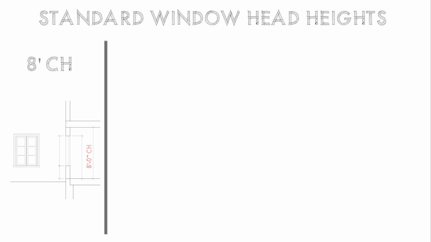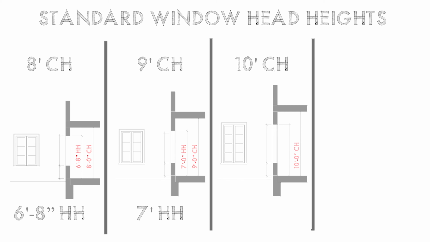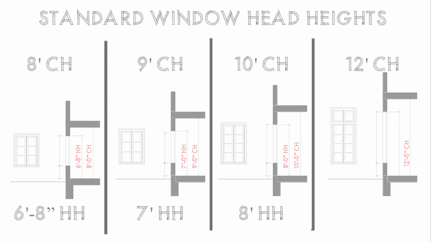So here CH stands for ceiling height, HH stands for head height. The head height is the length from the top of the window to the finished floor. So in an 8-foot ceiling height, you have a 6'8" head height. In a 9-foot ceiling height, you have a 7-foot head height. In a 10-foot ceiling height, you have an 8-foot head height. And on a 12-foot ceiling height, you have a 10-foot head height. So basically it's 2 feet off of the ceiling, besides the 8-foot ceiling height. In this case, we have a 9-foot ceiling height, so we're going to use the 7-foot head height. And this will tell me what size window I can use.